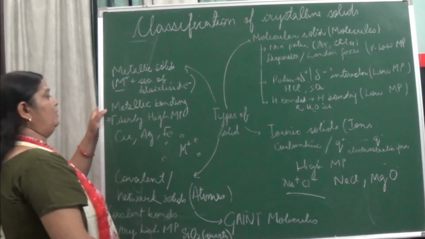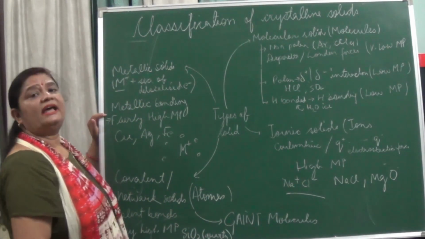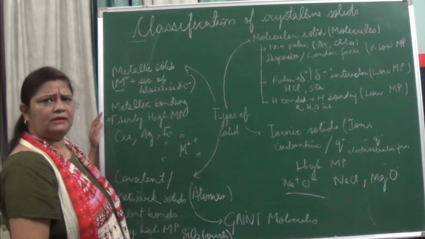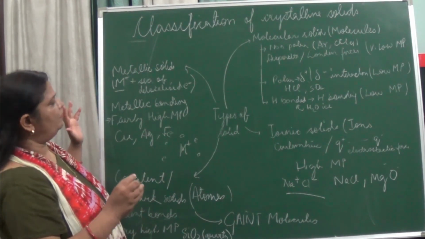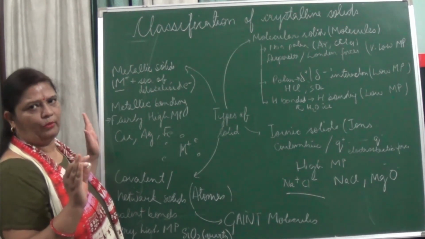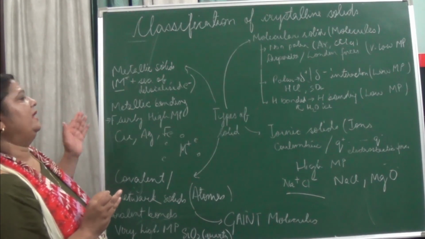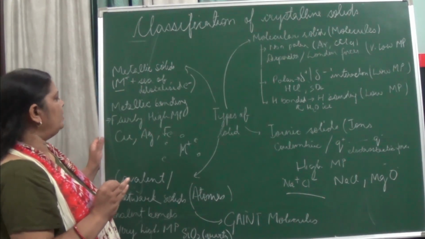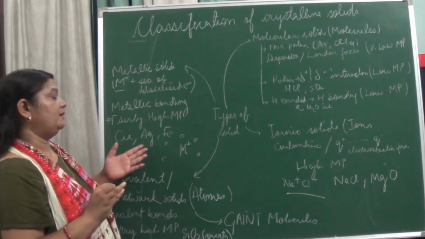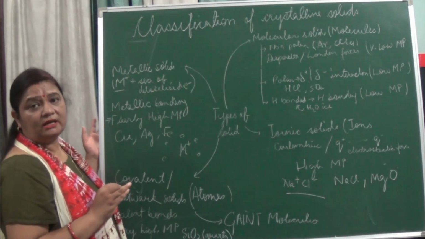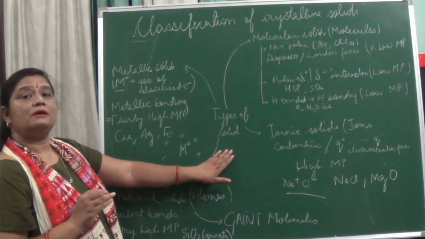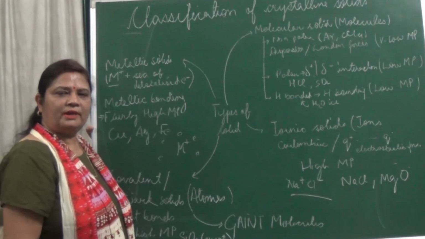Metallic solids have metallic bonding, so it means this will not have a very high melting point. It will have just a high melting point, because it will be more than the molecular solids. Examples you can see are copper, silver, iron. These are all metallic solids. So this is all about the types of crystalline solids. So this is all for today. Good day.